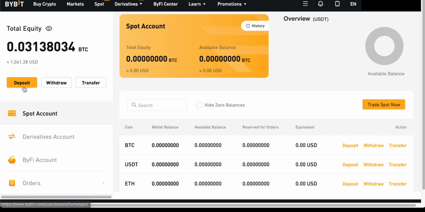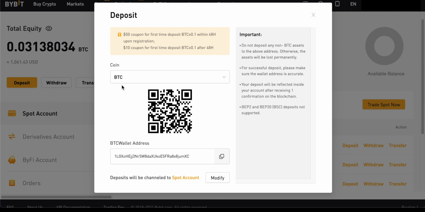Either or, you can just come up here and press deposit, as you can see, and that will come up with your crypto address for Bybit. In this instance right here, you can see my Bitcoin address at Bybit. Here it is. If you have another wallet on a phone, you can simply scan the QR code, or you can copy the wallet address right here.